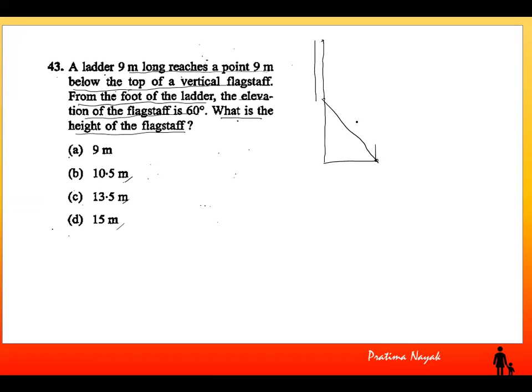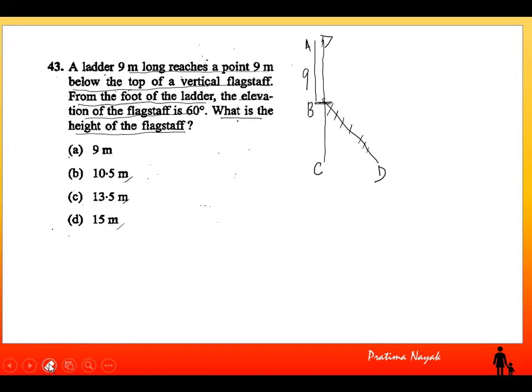The length of the ladder is 9 meter and the flagstaff is 9 meter above the wall where this ladder is touching. This is the question. That means if I name A, B, C, D, then AB is equal to 9 meter, BD is also 9 meter. Now let us see what else is given.